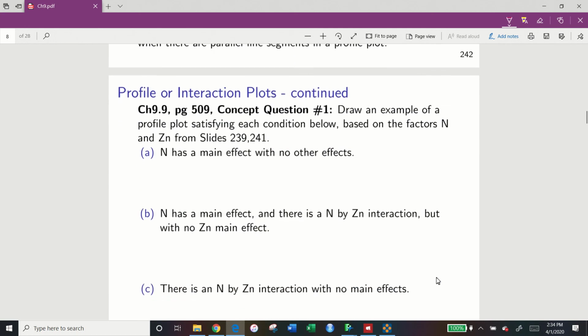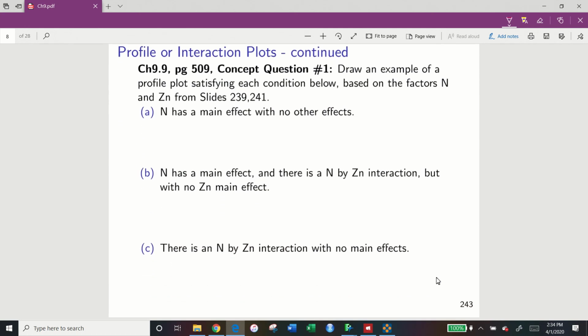Let's take a look at some more examples of profile plots. For chapter 9.9, page 509, I believe, if we look at concept question number 1, we are asked to draw an example of a profile plot satisfying each of the conditions below, based on our factors of nitrogen and zinc from slides 239 and 241. The first part asks us to show that nitrogen has a main effect, but no other effects.